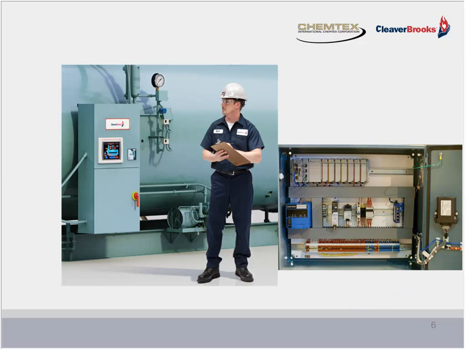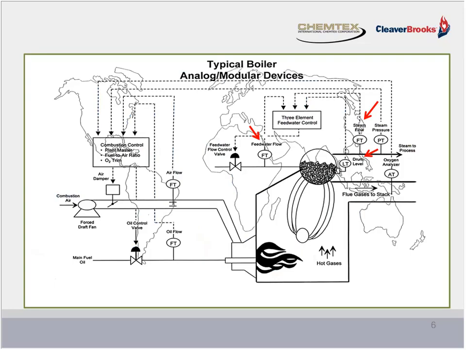a three-element feed water system be employed, which is often integrated within a PLC-based burner management and combustion control system platform, as is shown here. Now, the three-element feed water system includes a level sensor in the shell or the drum of the boiler. This happens, as you can see, to be a water tube boiler in the schematic.